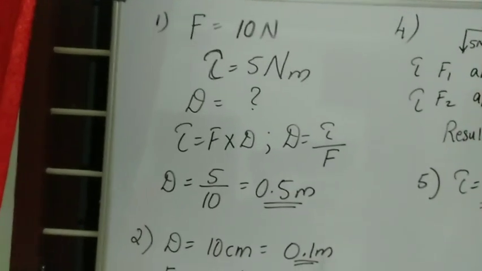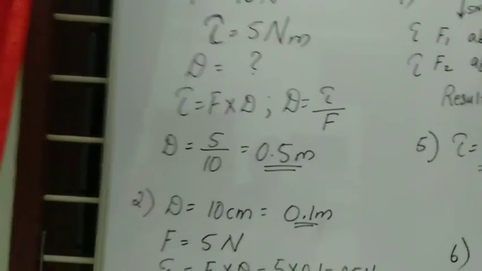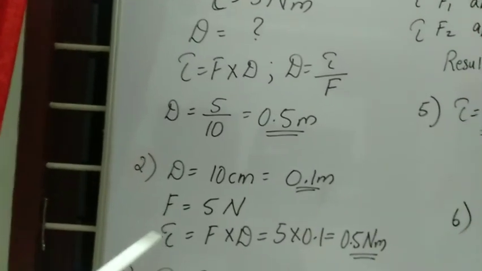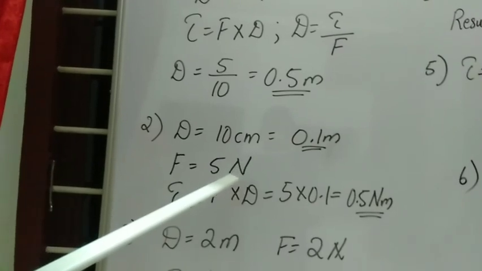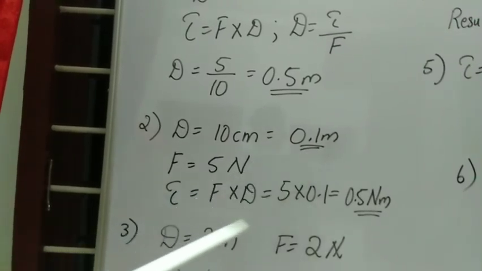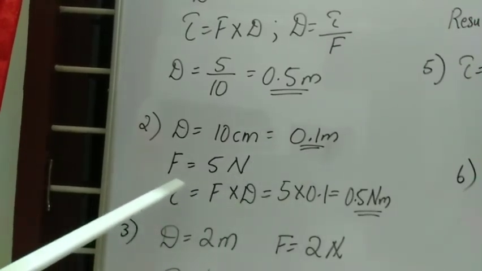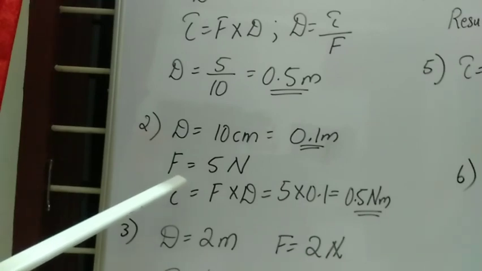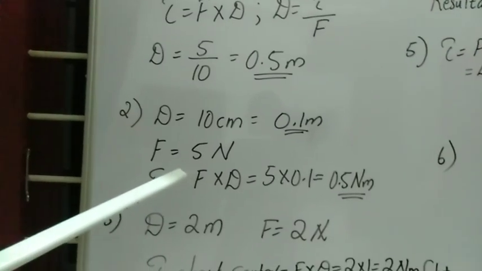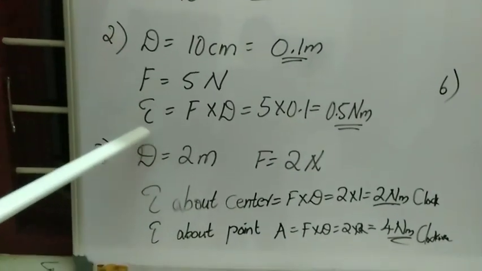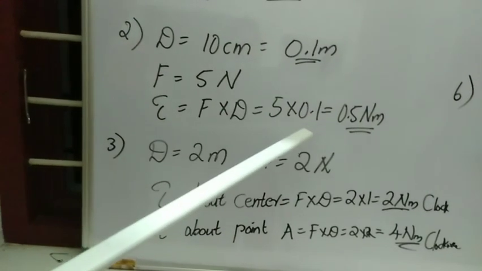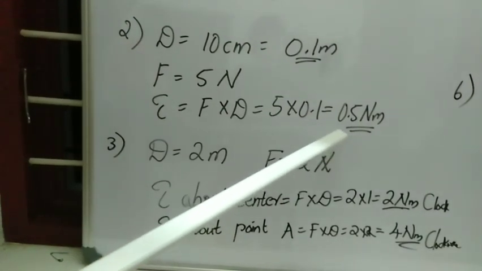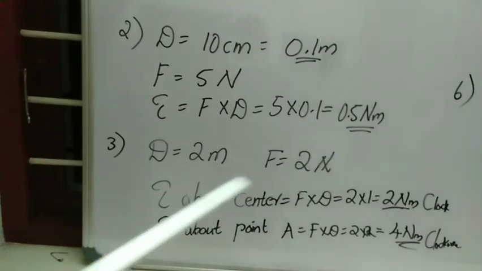Question number 2. A nut is opened by a wrench of length 10 centimeter. Length or distance is given 10 centimeter. It is not the SI unit, so we should convert it to meter, 0.1 meter. If the least force required is 5 Newton, so force is given 5 Newton. Find the moment of force. Torque is equal to force into distance. 5 into 0.1. We will get the answer 0.5 Newton meter.